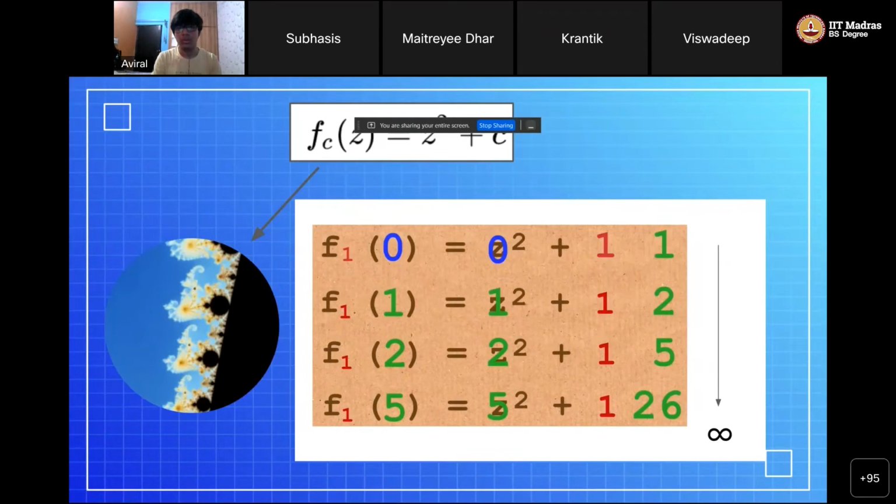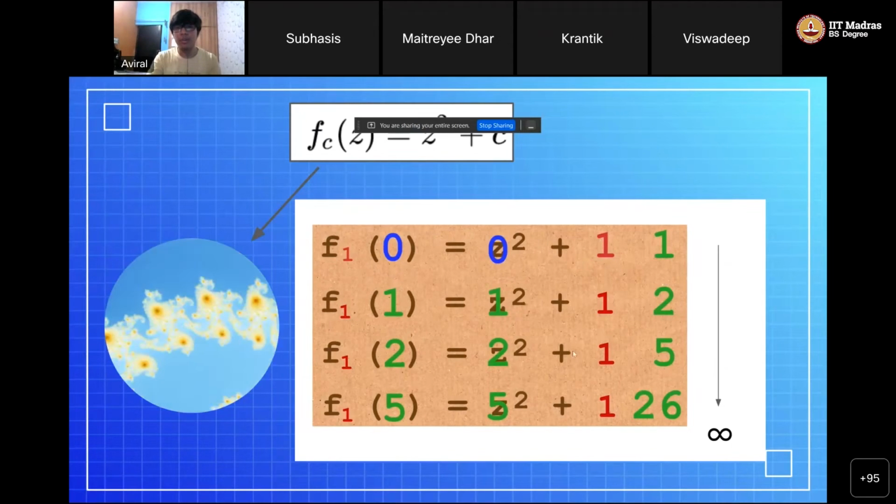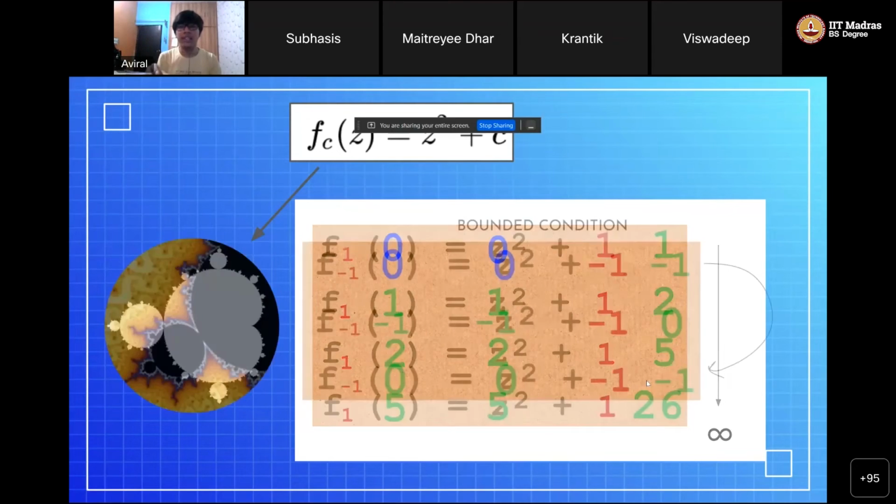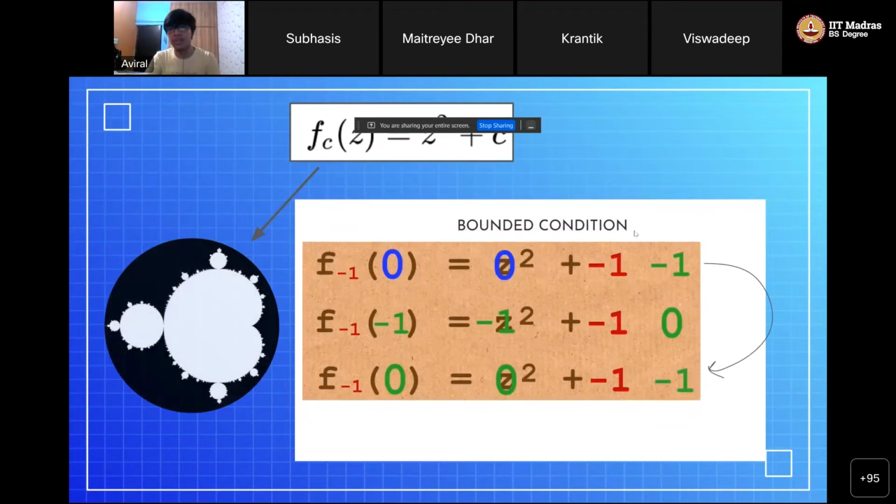Yes. Okay. If I put c equal to 1, it's going to infinity. But what if I put c equal to minus 1? If I start from 0, then 0 plus minus 1 is equal to minus 1, and if I put that back into the function, it comes back to 0. So it's always going 0, minus 1, 0. It's repeating, it's bounded, and it's not going to infinity. If it's not going to infinity, it comes under the Mandelbrot set.